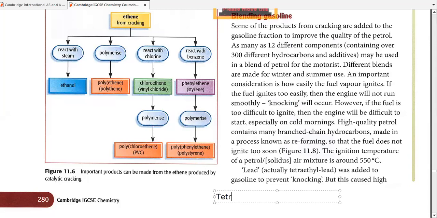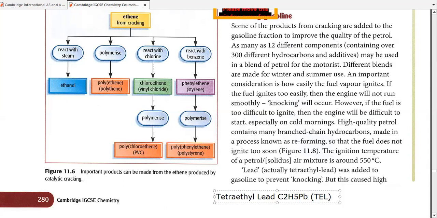Actually, the name of the compound is tetraethyl-lead. Okay. This is actually C2H5PB, the formula. And the commonly known name is TEL, tetraethyl-lead. Or even this abbreviation TEL, tetraethyl-lead, has been used in past papers of IGCSE and GCSE. Make sure you copy it down.